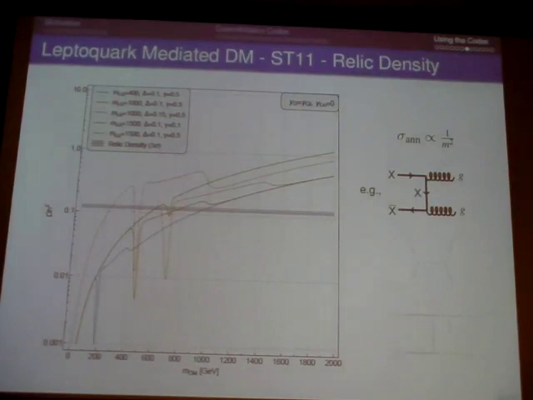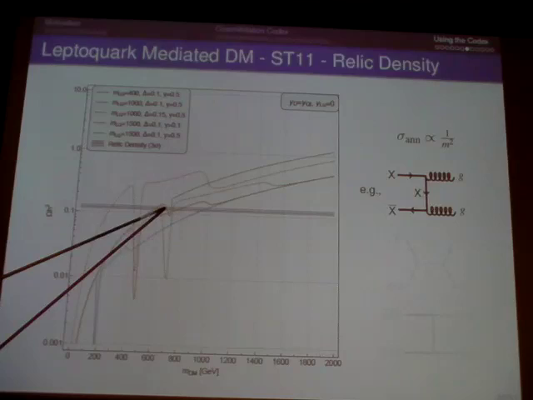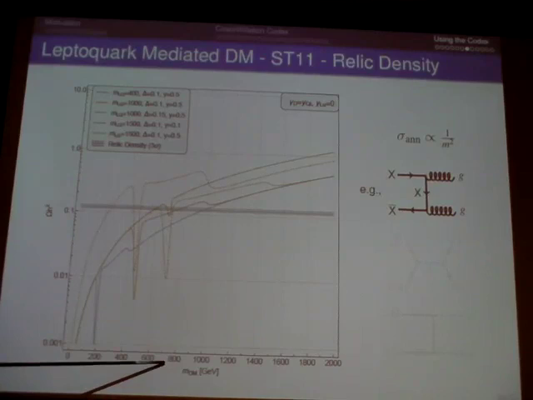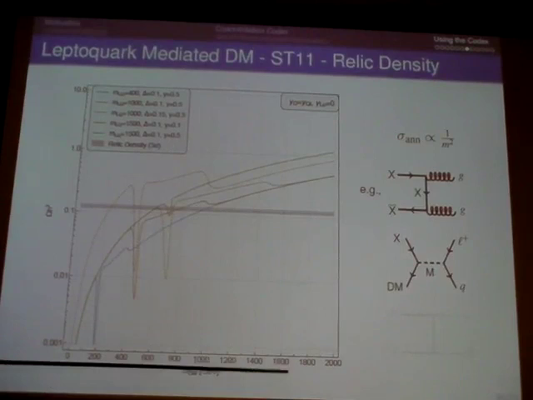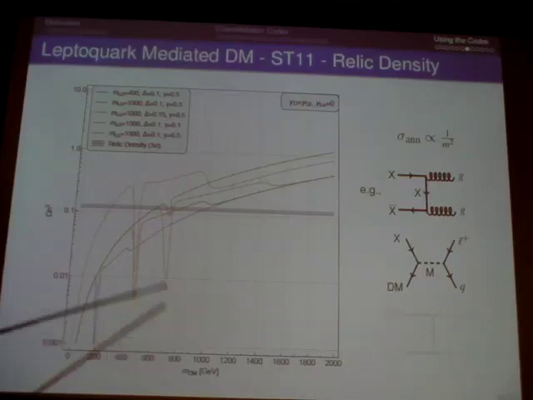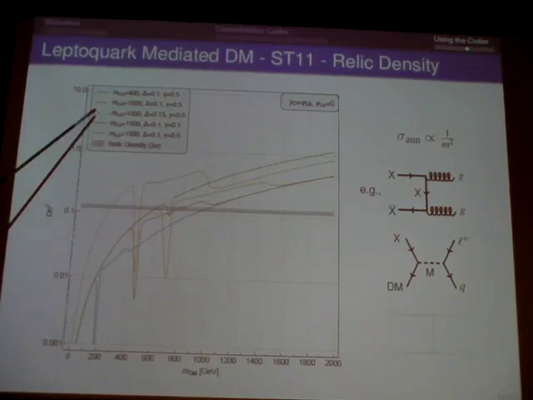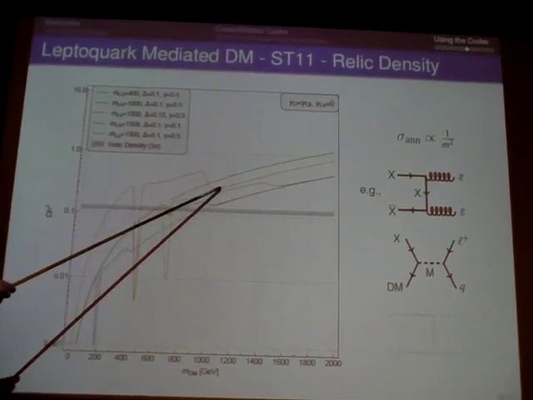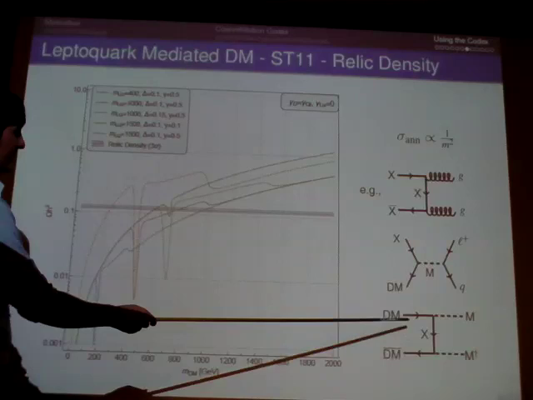We can see some interesting features in here. For the green line here, we've got the mediator having a mass of 1.5 TeV. When the dark matter mass is around half of that, we get resonant annihilation. That's going through this channel, X dark matter going through the mediator resonantly to standard model particles, and that gives you these dips. The orange curves are for a lighter mediator. The other feature, the dip here, comes when the dark matter is heavy enough to open up this annihilation channel of pair-producing the mediators.